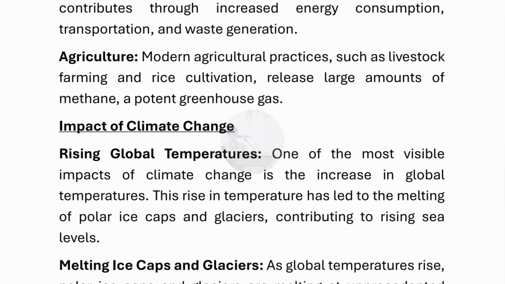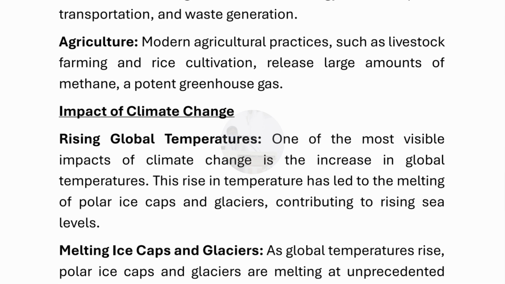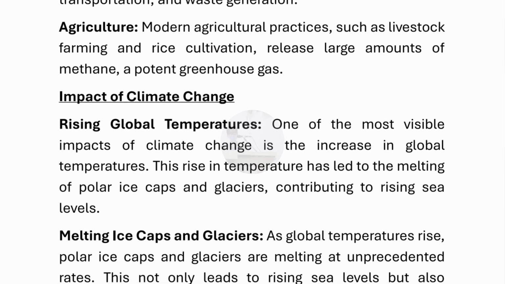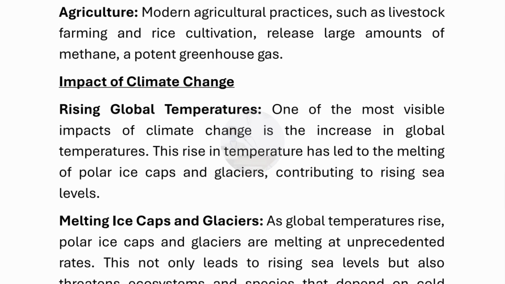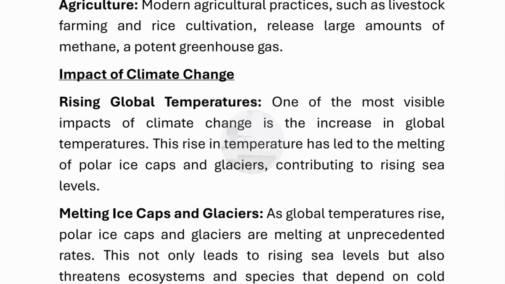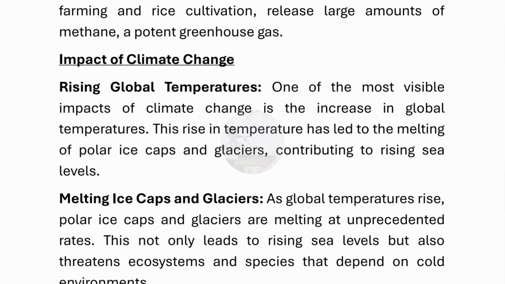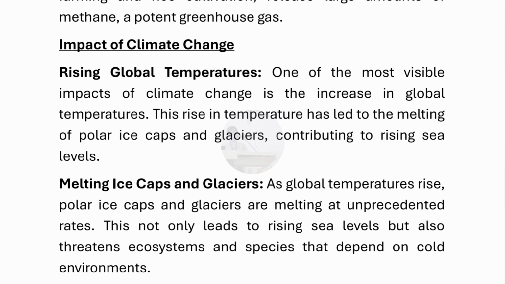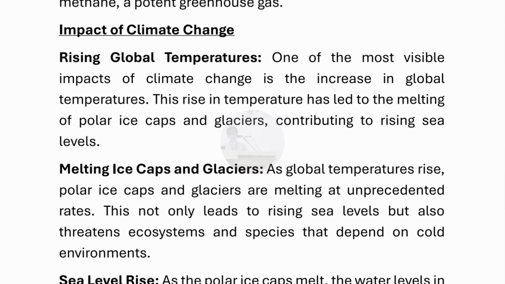Agriculture. Modern agricultural practices, such as livestock farming and rice cultivation, release large amounts of methane, a potent greenhouse gas. Impact of climate change. Rising global temperatures. One of the most visible impacts of climate change is the increase in global temperatures. This rise in temperature has led to the melting of polar ice caps and glaciers, contributing to rising sea levels.